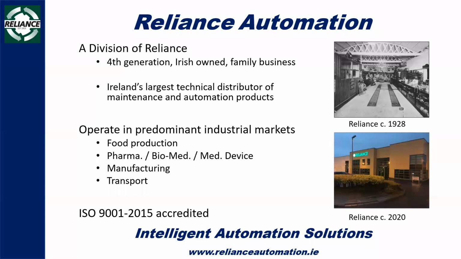So firstly, just a brief introduction into Reliance Automation. Reliance Automation is a division of the Reliance company. We were started back in 1925 in Cork, so we're nearly 100 years old now, into the fourth generation of a family-owned business. Originally it was the Reliance Bearing and Gear Company, but the portfolio has expanded significantly over the years. We're now one of Ireland's largest technical distributors for automation and maintenance products.